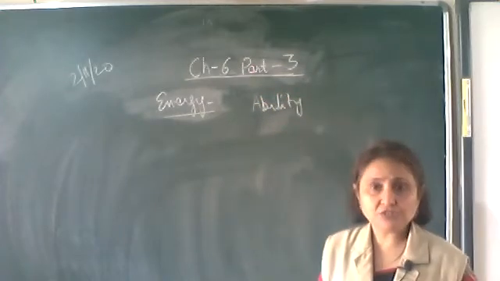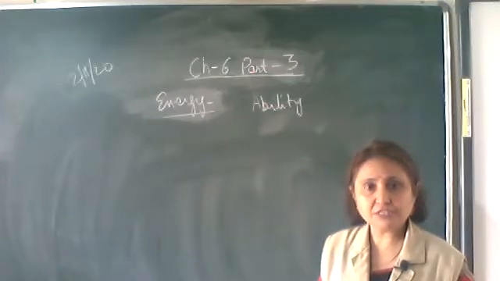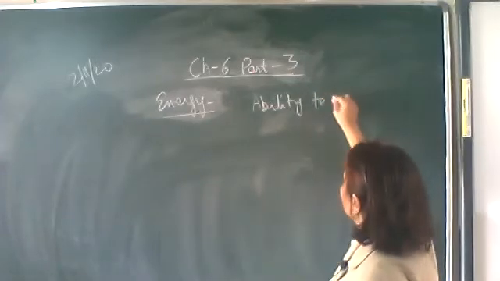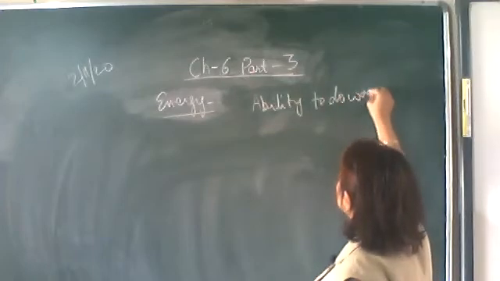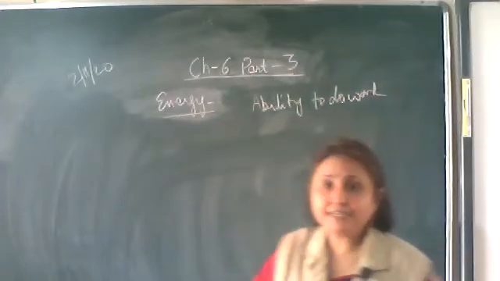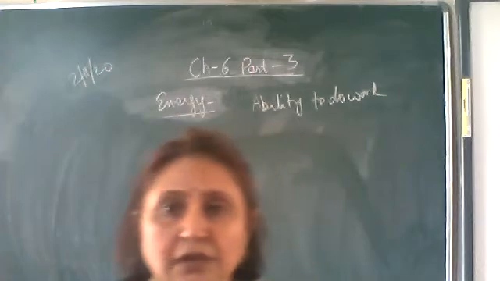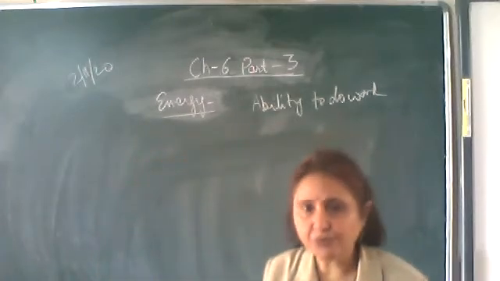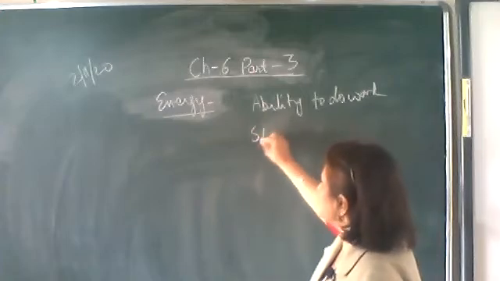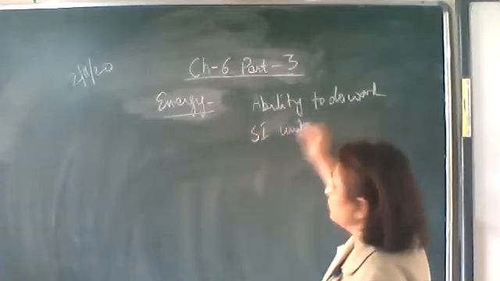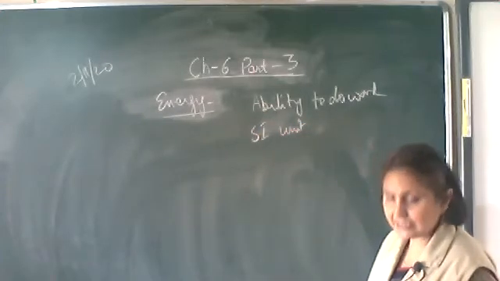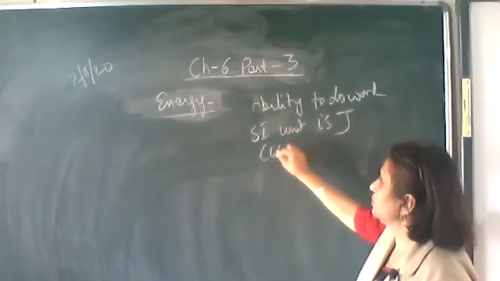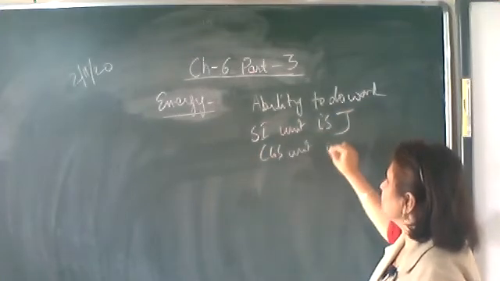Like mechanical energy, whatever mechanical energy you possess, that much mechanical work can be done. So the ability to do work is called energy. Its SI unit and dimensional formula are the same as that of work. The SI unit of work is joule, so the SI unit of energy is also joule, and the CGS unit is ergs.